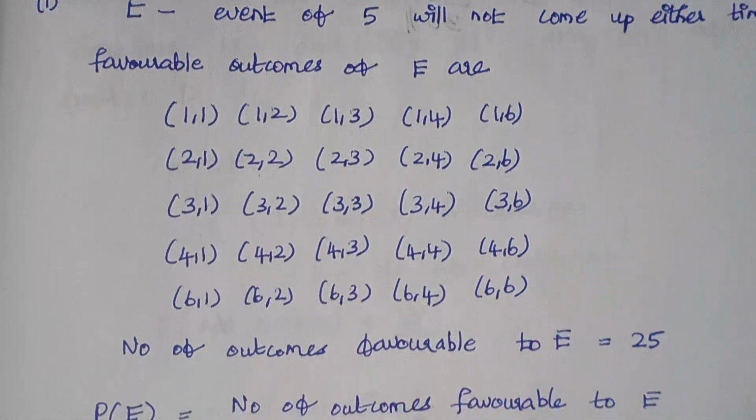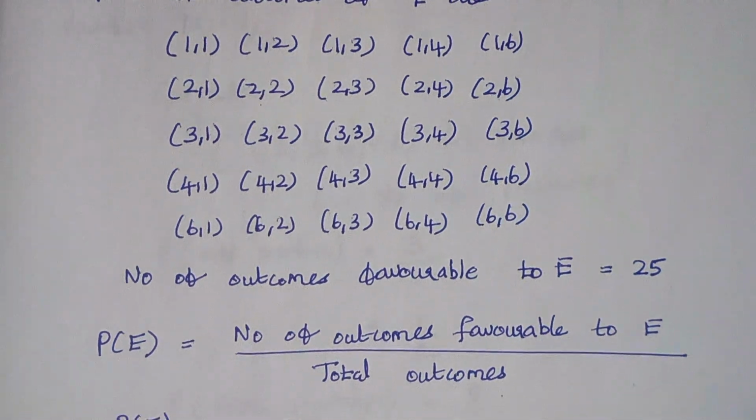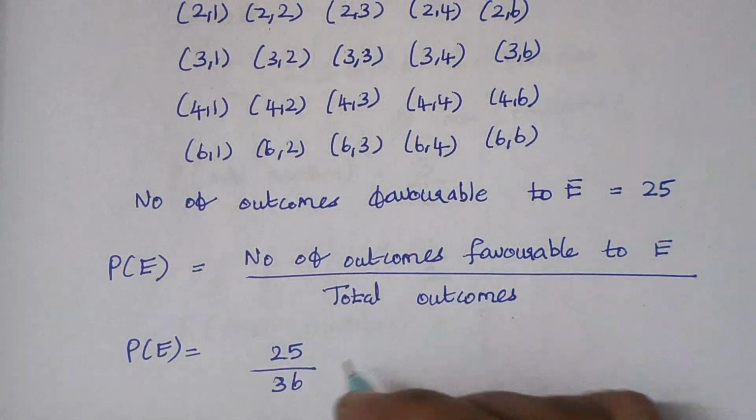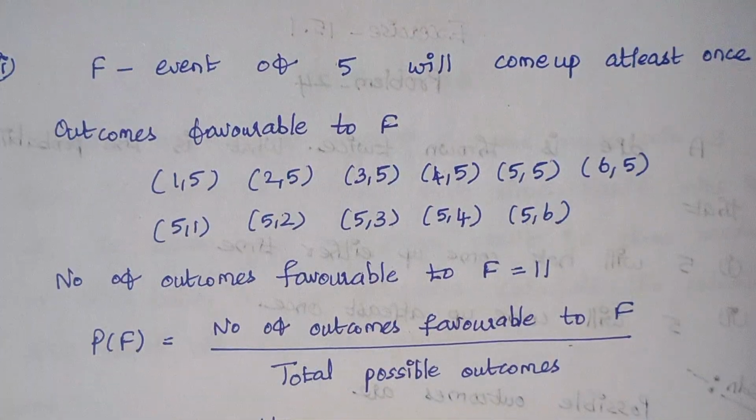So what is the probability? The probability is number of outcomes favorable to E divided by total outcomes. Outcomes favorable to E is 25 and total outcome is 36. So here the probability is 25 by 36. Now we will move with the second option.